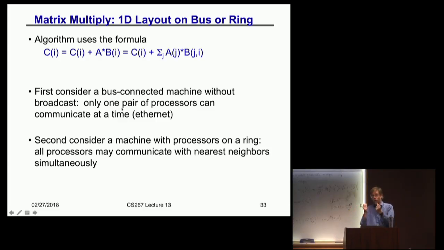And that means only two processors can communicate at once. Since it's one shared wire, if you like, there's only one communication possible at a time. So that's a very primitive thing, but let's do it anyway, just as a warm-up. And then we'll consider that ring topology where everybody can talk with their nearest neighbors at the same time. So everybody's connected to their left and right neighbors.